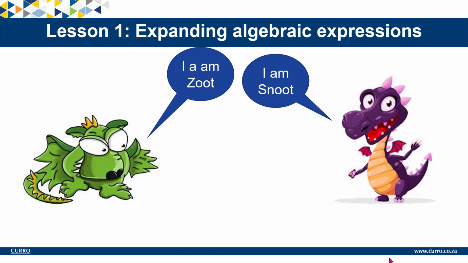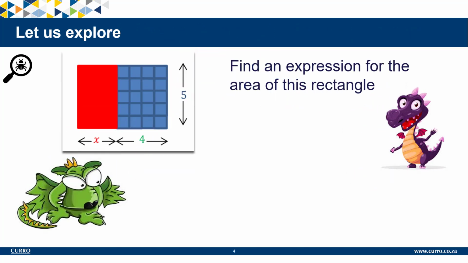Zoot and Snoot are going to help me. Zoot is the one who always makes mistakes, but he loves learning from them, while Snoot needs to find the most effective method to do the math. I hope the three of us will be able to assist you in this journey of expanding algebraic expressions.